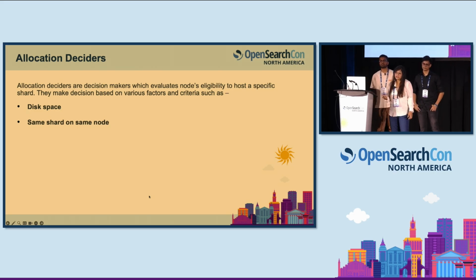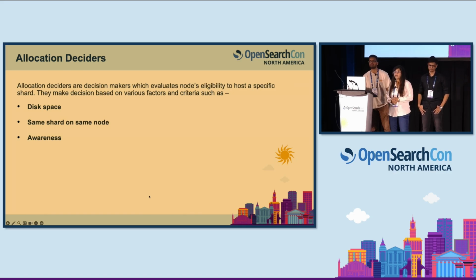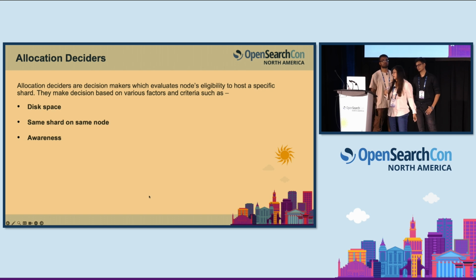Similarly, same shard decider. This is basically to ensure that a primary and replica of the same shard don't end up on the same node, because then it really beats the purpose of having replicas. Awareness decider. So like if you have 3 availability zones in your cluster, it will ensure that we have a good distribution of shards across the availability zones.